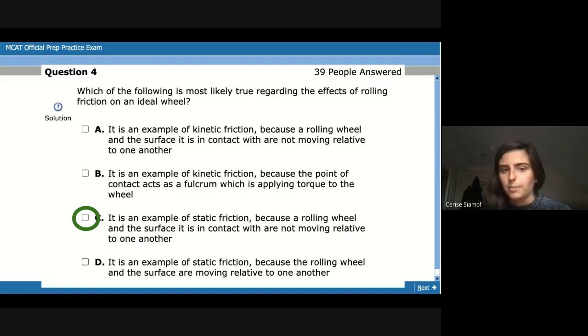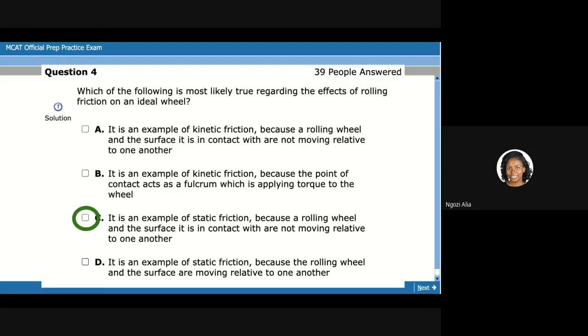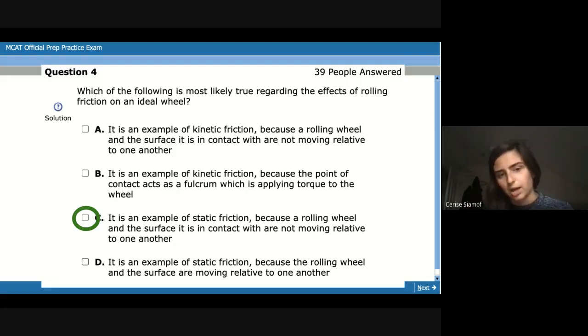Yeah, kinetic friction refers to the motion of an object opposing the motion of another, right? So the block sliding down the inclined plane is a good example of kinetic friction, because it's prolonged contact and the force of friction is opposing the movement of the block.